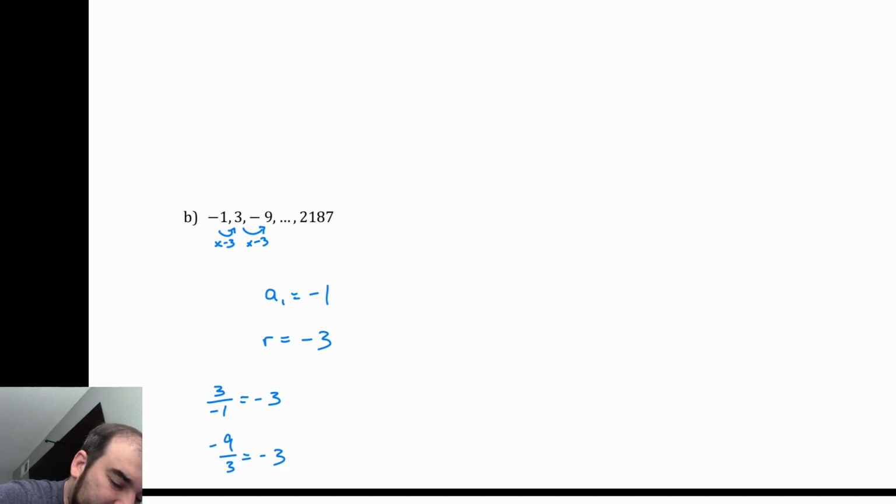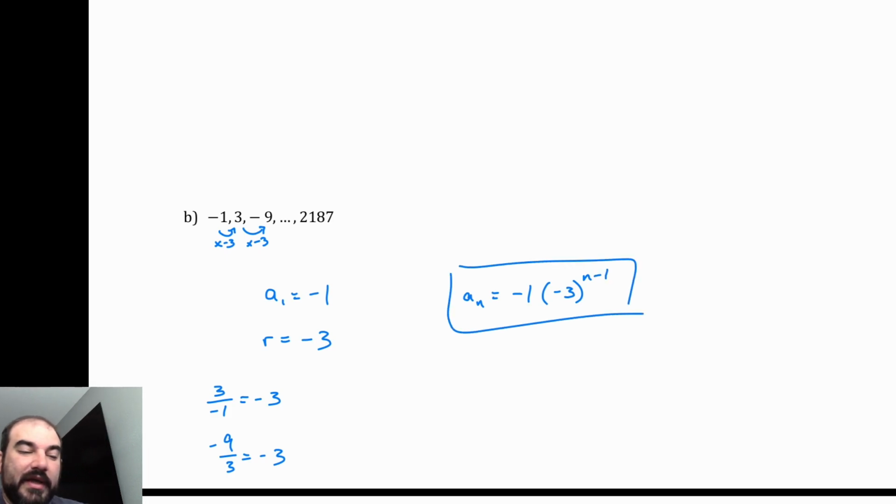And so our formula, a sub n, is going to be: start with the first term, a1, which is -1, times the common ratio, which is -3, raised to the n minus 1 power. And we don't really have any way of simplifying that. I guess we do a little bit, but I would just leave it like that. We could split this into a fraction and then maybe combine it with the -1, but I think that's fine as far as the formula goes.